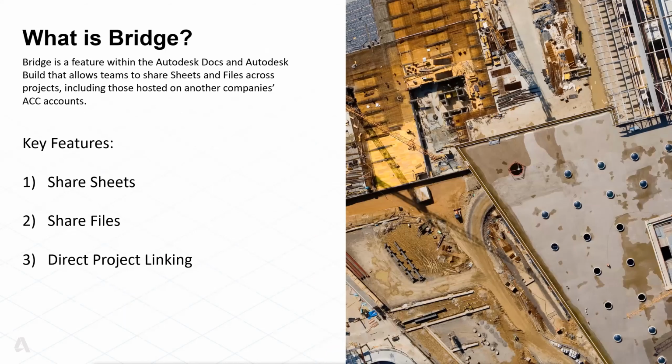Here are some of the core features that this new tool includes: the ability to share sheets across different accounts or between projects within the same account. Team members can specify certain sheets to automatically update when a new version is published. In addition to sheets, teams can share files across projects and accounts as well. And you can set up a direct project linking tool that allows you to create connections between projects to easily set up consistent sharing of files and sheets.